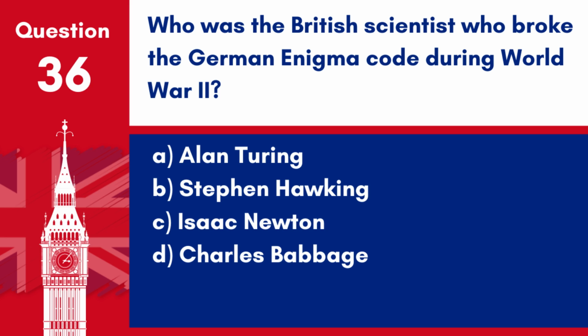Question 36. Who was the British scientist who broke the German Enigma code during World War II? A. Alan Turing. B. Stephen Hawking. C. Isaac Newton. D. Charles Babbage.